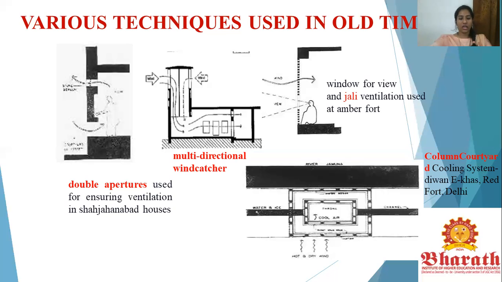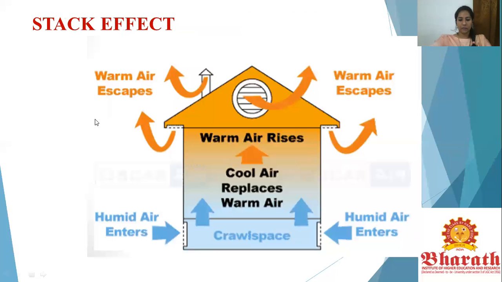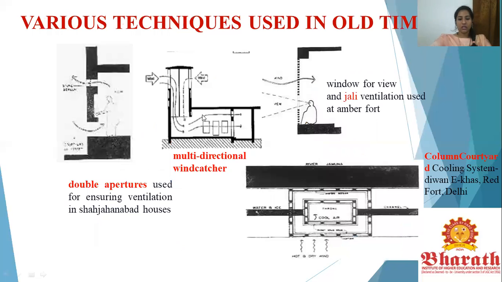The air enters from the lower level, whereas the warm air moves up and goes out through the upper opening, as you can see here. The air enters in the lower opening, pushes the warm air, and pushes it out. So even in a single wall and a single aperture, this is how the movement of air is classified. In this, you can see multi-directional wind catchers.